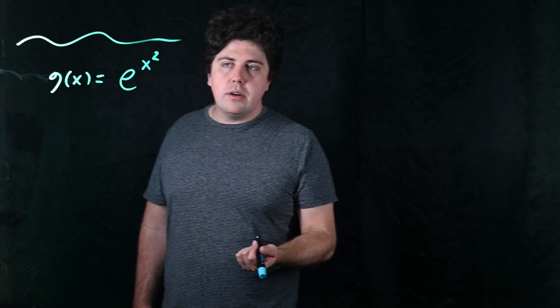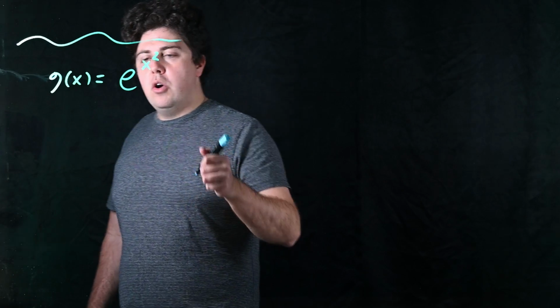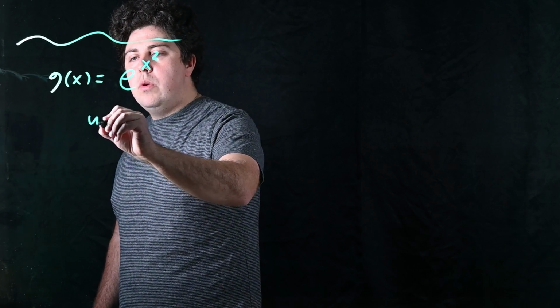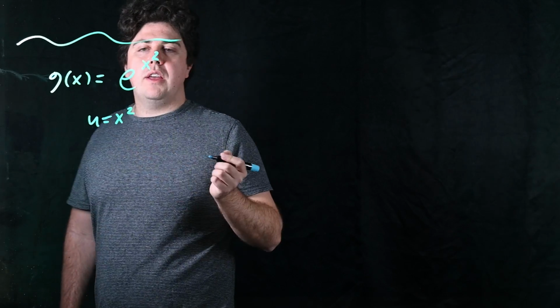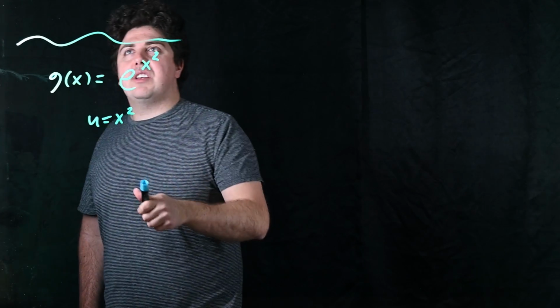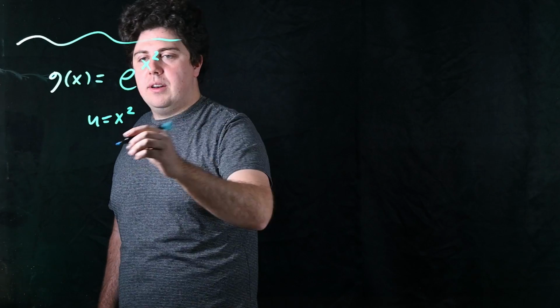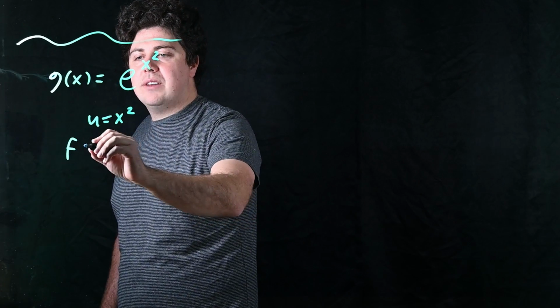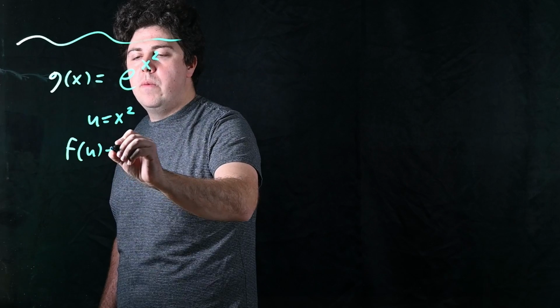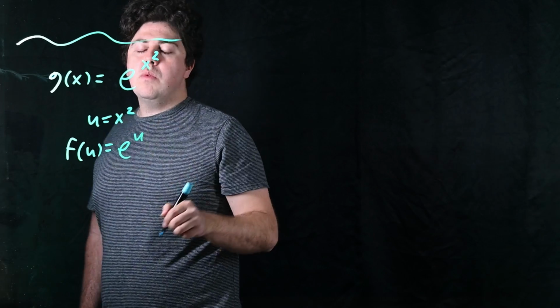But what do we do here? Well, this is a chain rule problem. We're going to let our u be equal to x squared, if you like that notation. So I guess I've already called something f up here, but I've drawn a little line. We're going to let u be equal to x squared, and our f at u is going to be equal to e to the u.